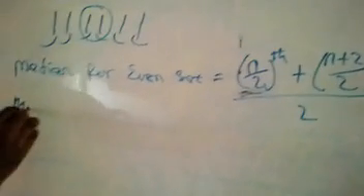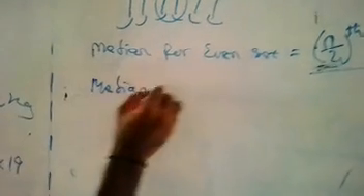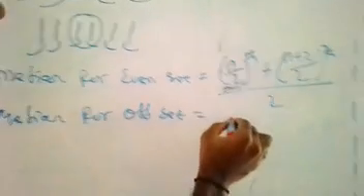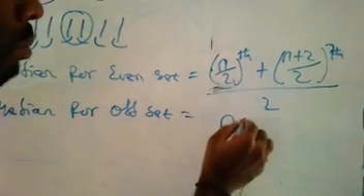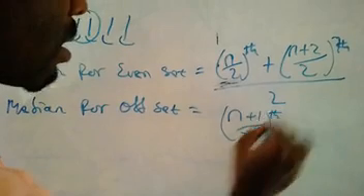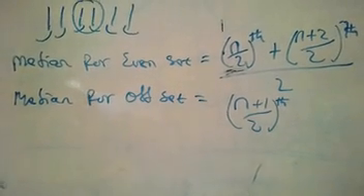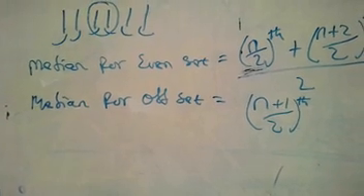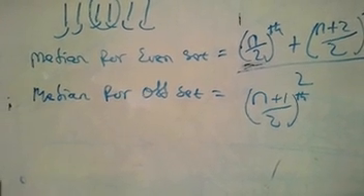But median for odd sets is equal to n plus 1 divided by 2th term. We are going to look at an example to understand this better.